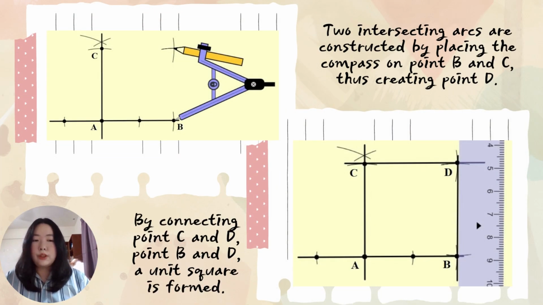This in turn forms line AC. Without changing the width of the compass, we construct 2 intersecting arcs by placing the compass on points B and C. With this, we can obtain point D. By connecting points C and D, and points B and D, line CD and line BD are formed. Thus, we have successfully constructed a unit square.